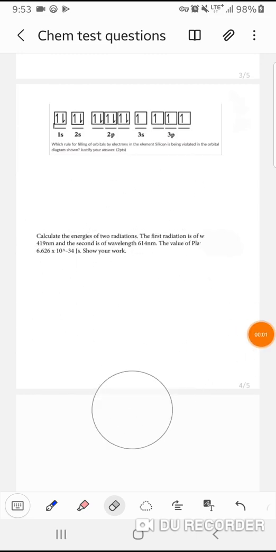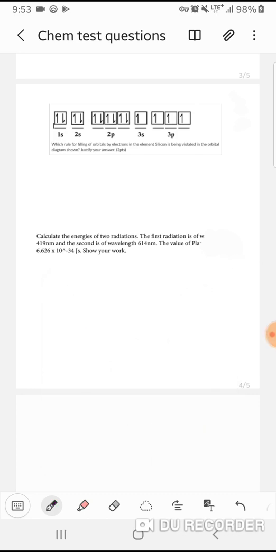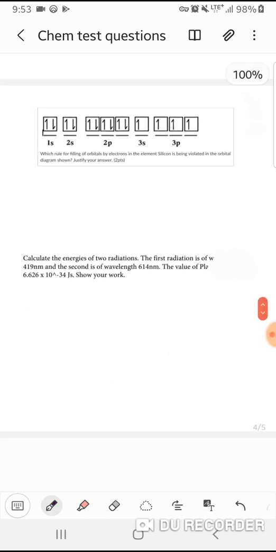So our next question: calculate the energies of two radiations. The first radiation is of wavelength 419 nanometers, and the second is wavelength 614 nanometers. The value of Planck's constant is 6.626 times 10 to the negative 34 joule seconds. Show your work.